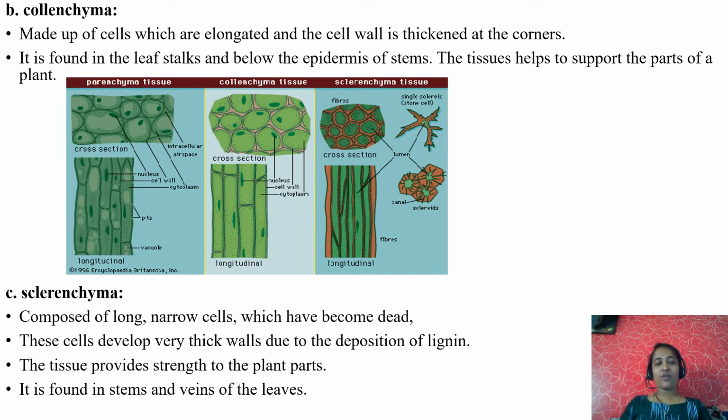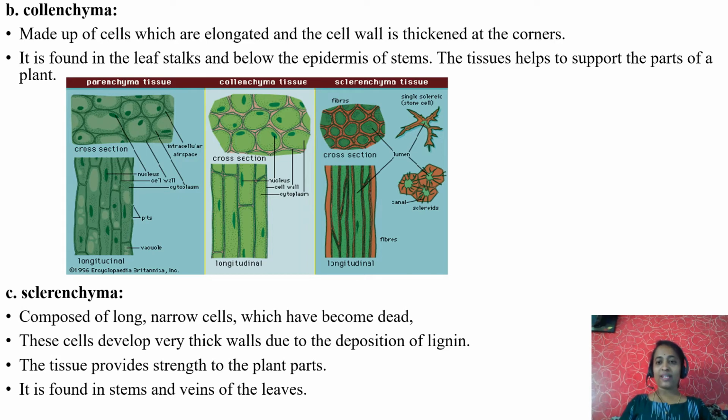It is composed of long, narrow cells which have become dead. That is why you cannot see a nucleus here. If the cell is dead, the nucleus is also absent. Sclerenchyma consists of dead cells. The cells are long and narrow in nature. These cells develop very thick walls due to deposition of lignin.